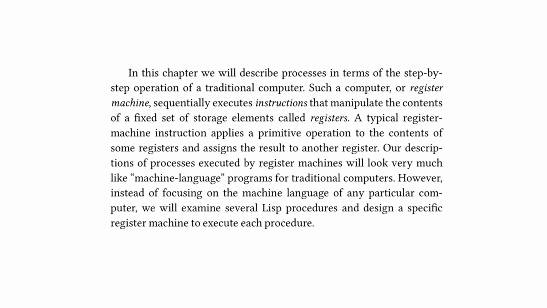The text then goes on to read, in this chapter we will describe processes in terms of the step-by-step operation of a traditional computer. Such a computer or register machine sequentially executes instructions that manipulate the contents of a fixed set of storage elements called registers. A typical register machine instruction applies a primitive operation to the contents of some registers and assigns the result to another register. Our description of processes executed by register machines will look very much like machine language programs for traditional computers. However, instead of focusing on the machine language of any particular computer, we will examine several Lisp procedures and design a specific register machine to execute each procedure.